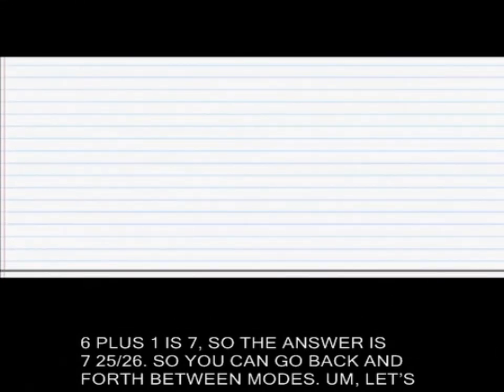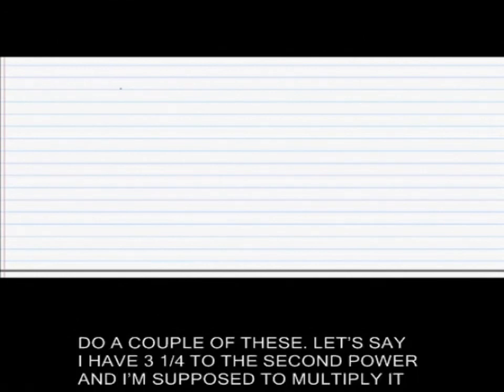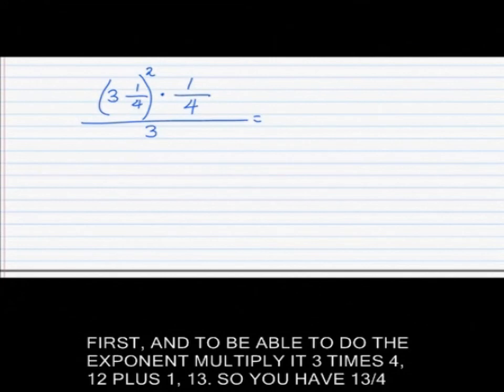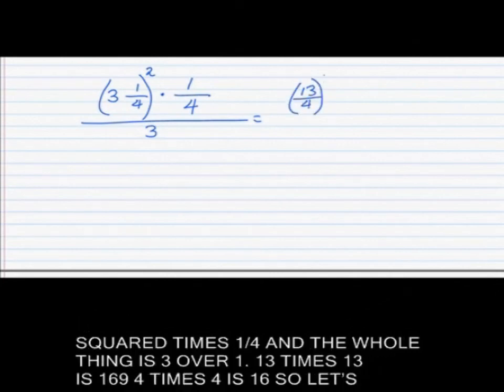So you can go back and forth between modes. Let's do a couple of these. Let's say I have 3 1/4 to the second power, and I'm supposed to multiply by 1 1/4 and divide the whole thing by 3. Okay? So how do I do this problem? Do the exponent first, and to be able to do the exponent, multiply it. 3 times 4, 12 plus 1, 13. So you have 13/4 squared times 1/4, and the whole thing is over 3/1.